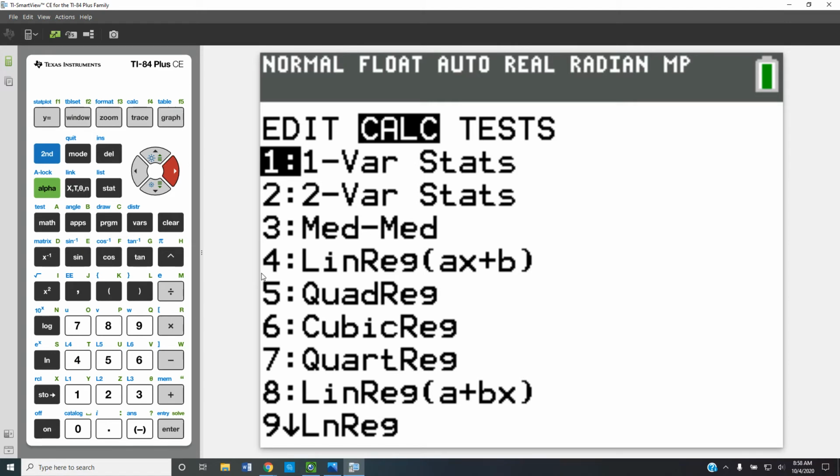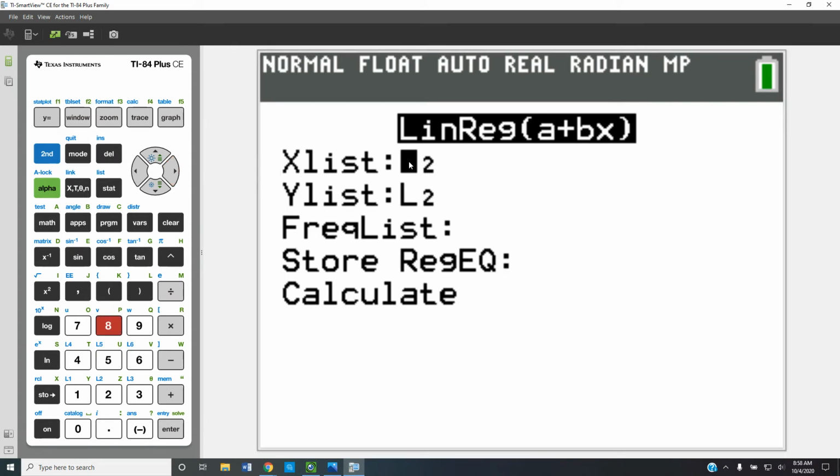One second, please. We're going to scoot over and go down to ABX, number 8. My computer is really slow. Now, we have to make sure that our X list and our Y list are appropriate. Remember what we put in X list? I'm going to change this to L1, and my Y list is in L2. You have to be careful if you have multiple lists.